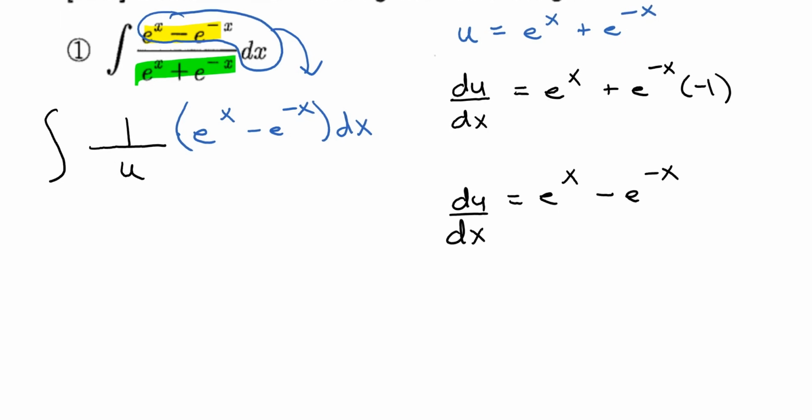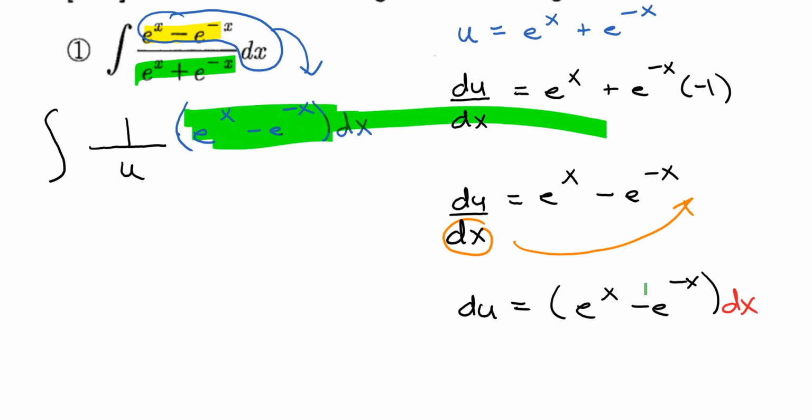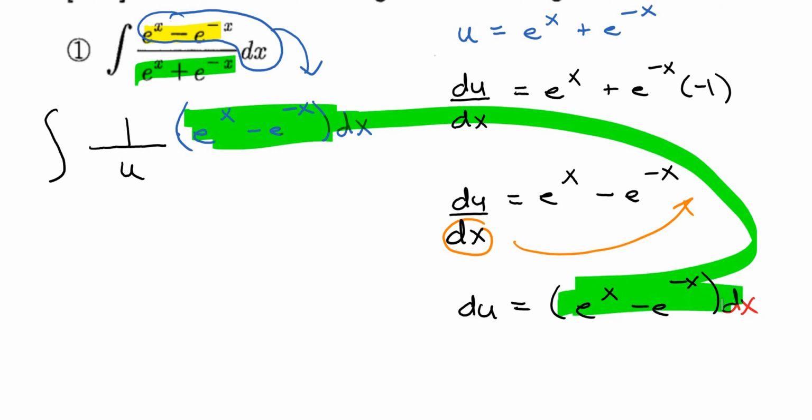And one of the reasons I do that is because now I can make a substitution step by moving the dx over here. So over here, du would be bracket e to the x minus e to the negative x times, I'll put this in red here, a dx right there. And now you can see that this green part matches up with this green part exactly, and now I can make a substitution step. So this is the integral of 1 over u times du.